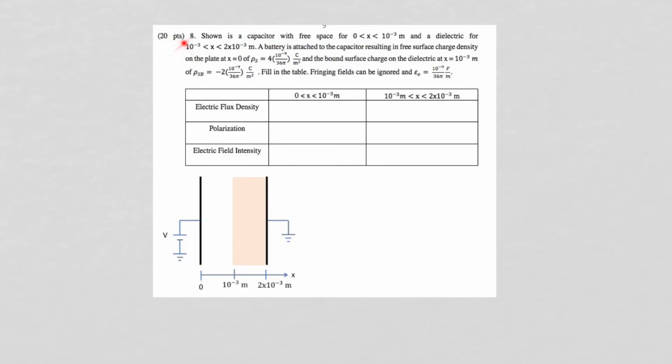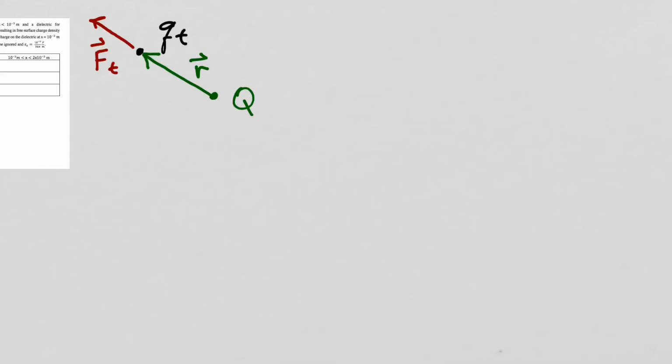Let's go over the concepts behind problem 8, which deals with free and bound charges and the fields that arise from those charges: electric flux density, polarization, and electric field intensity.